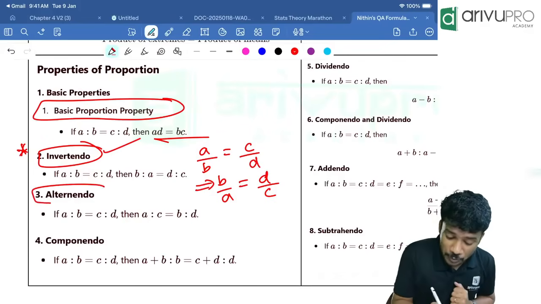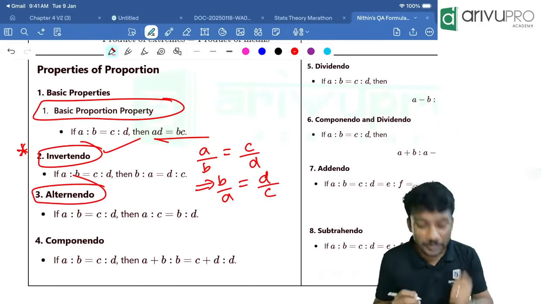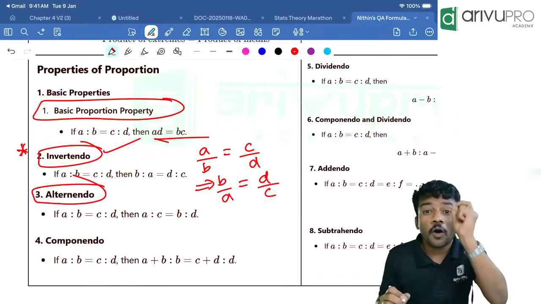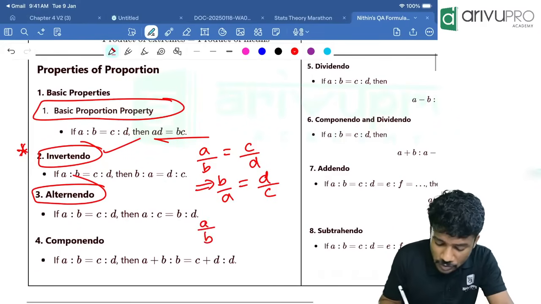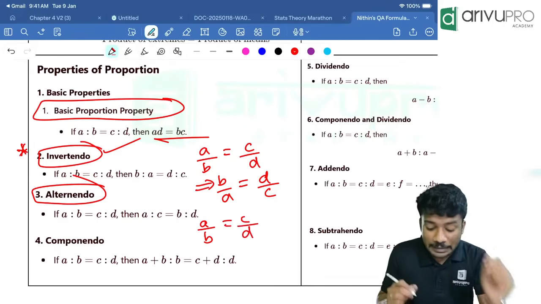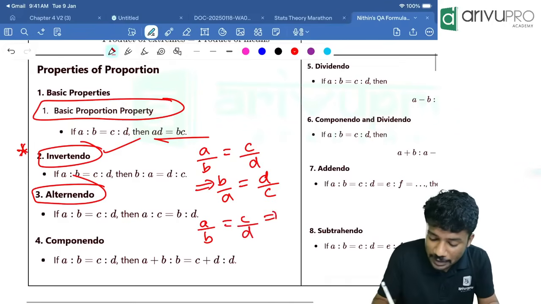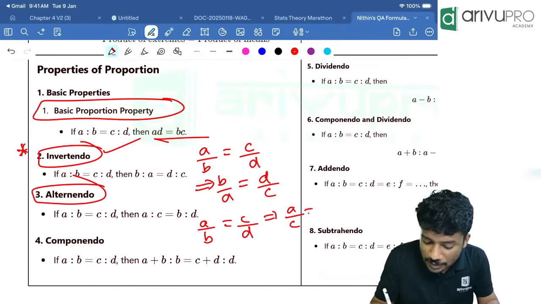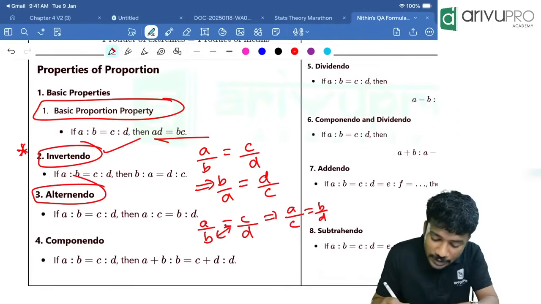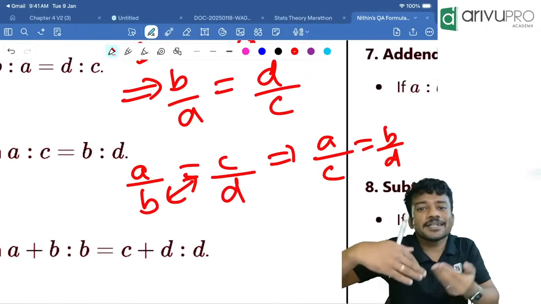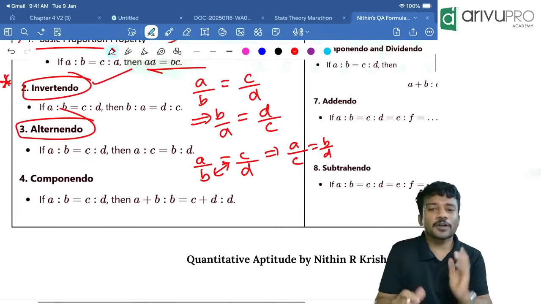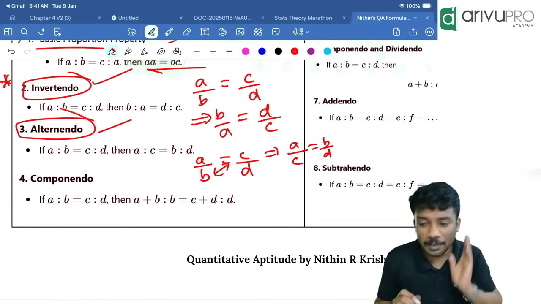It is called invertendo. Then coming to the next property, that is alternando. Alternando is nothing but altering the mean elements. For example, A by B is equal to C by D. Then people, we can also write it like this: A by C is equal to B by D. That means we are altering the diagonal elements. B is going to the other side and C is coming to the denominator of the left side. That is called alternando, people. There can be a question.